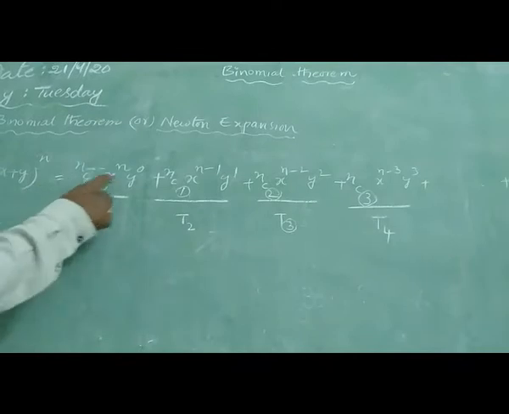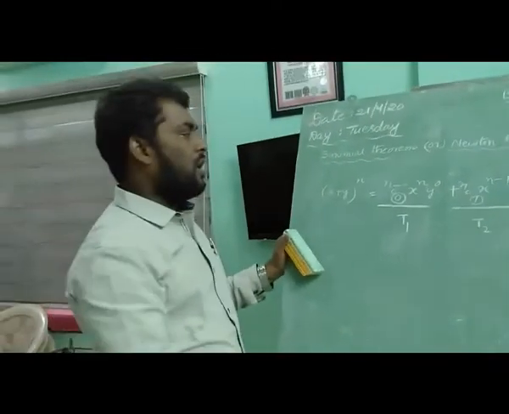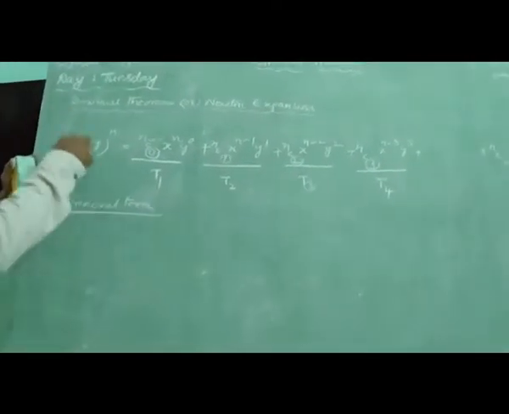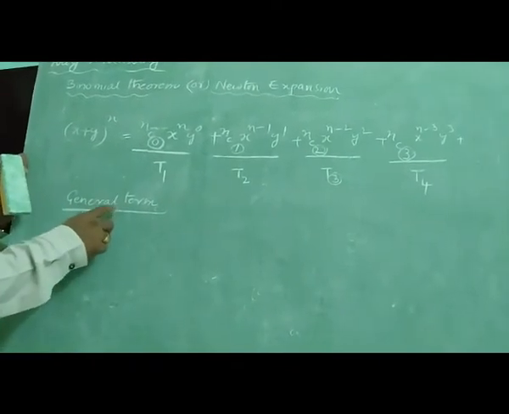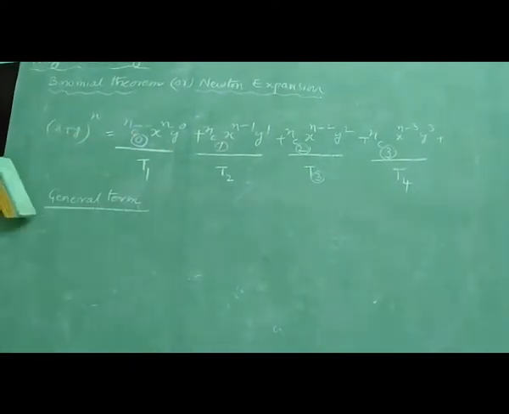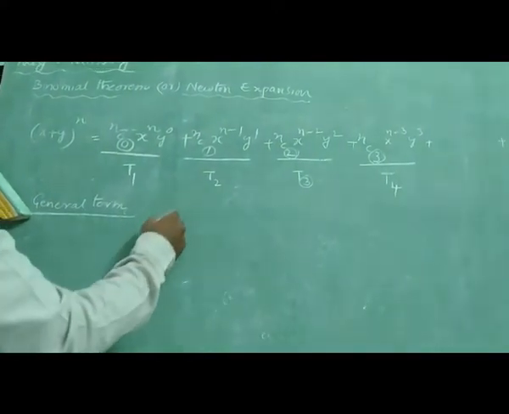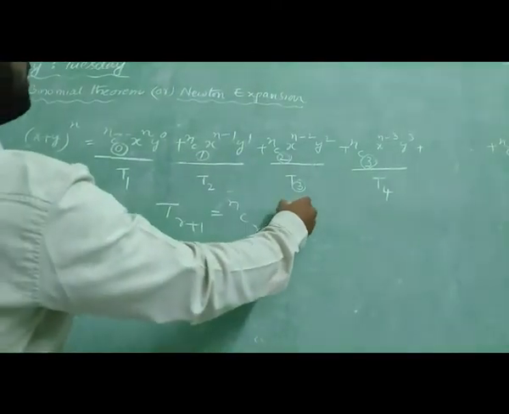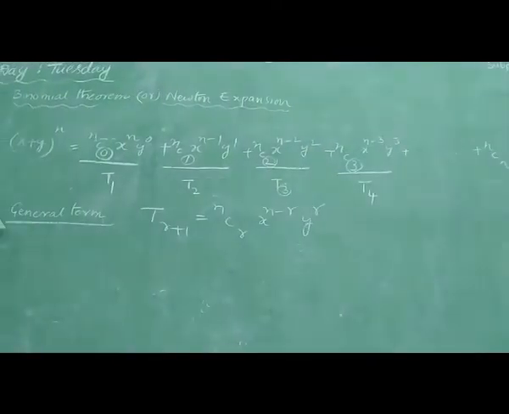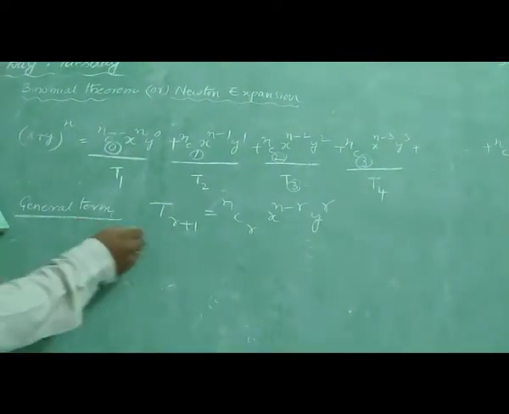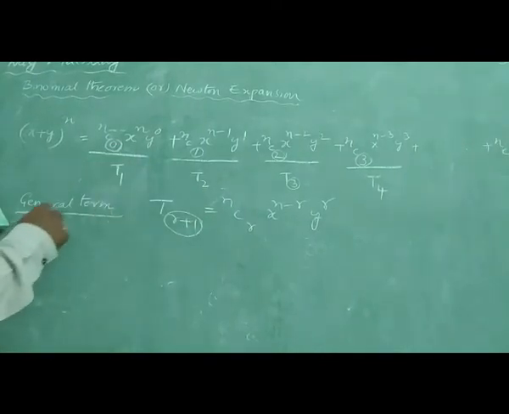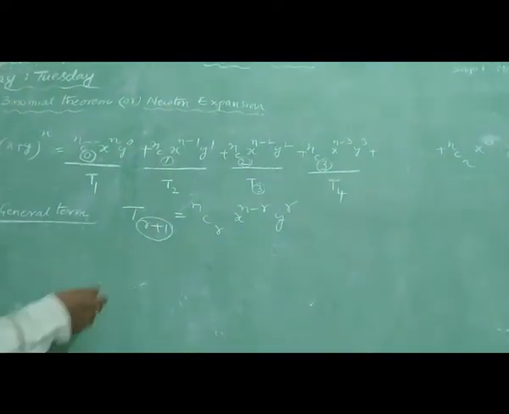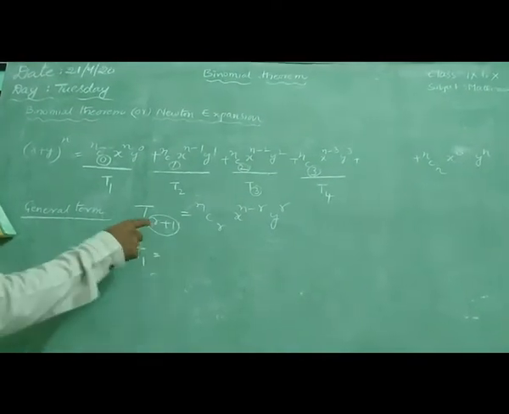We can obtain these terms by taking a general term. Now what is the general term in this expansion? This general term is useful to find the terms in a binomial expansion. The general term in this expansion is T(r plus 1) equals nCr x to the power of n minus r, y to the power of r. It is called the general term or the (r plus 1)th term.